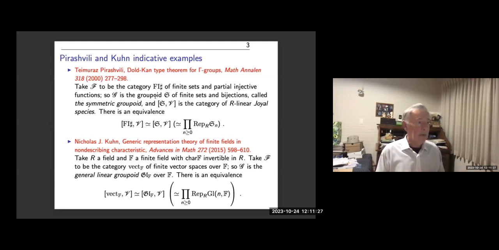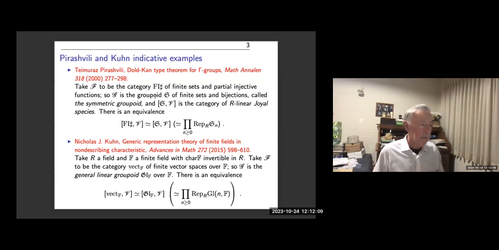So if you take F to be the category of finite sets and partial injective maps, so that you can think of them as the spans of injective functions between two finite sets, the groupoid then is just the category of finite sets and bijections, which has various names in different parts of the literature. I write it as a German S because it's the symmetric groupoid. I call it the symmetric groupoid.